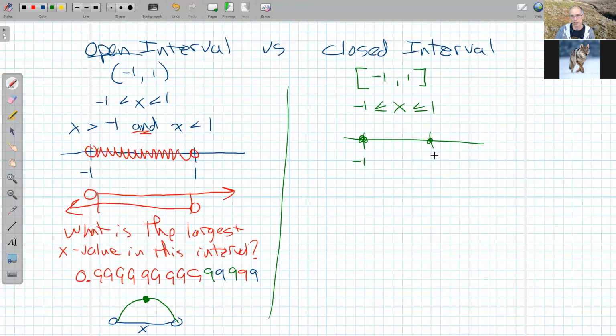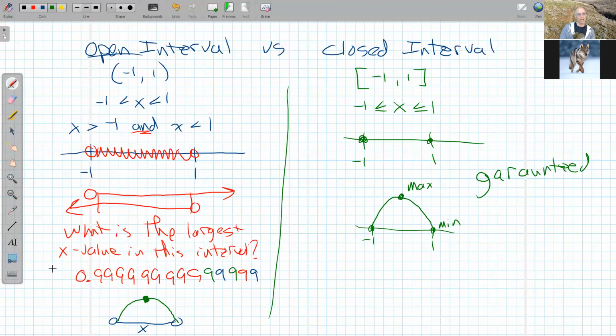So in that case, if we had that same function here passing through those two points, and the points don't have to be on the axis, in this case right here, I definitely have a max right there, and the min is either this point or that point, you pick. So if I'm on a closed interval, I'm guaranteed a max and a min. If I'm on an open interval, I have no guarantees. So that's an important distinction.